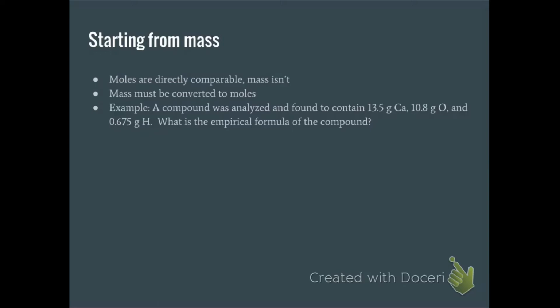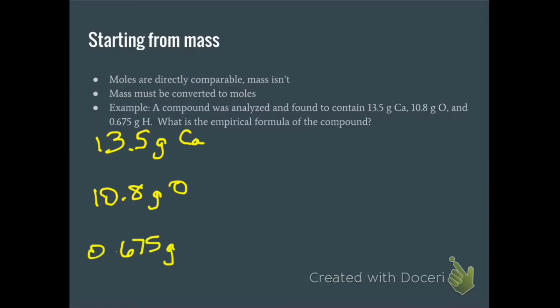So we know we've got 13.5 grams calcium, 10.8 grams oxygen, 0.675 grams hydrogen. Okay? So we're going to have to convert each of them to moles. And we know that 1 mole of calcium weighs 40.08 grams. We need grams on bottom because we need units to cancel. And that's the molar mass, so it's in 1 mole.